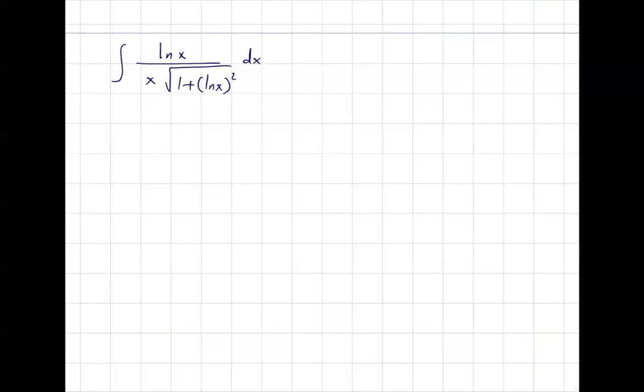In order to solve this integral, as you can see, you have ln of x on the numerator, and on the denominator you have x times the square root of 1 plus ln of x to the second power. What are we going to do? We're going to take the quantity inside the radical as our u. Let u be 1 plus ln of x to the second power. What is du then? du is equal to 2 times ln of x times 1 over x dx.